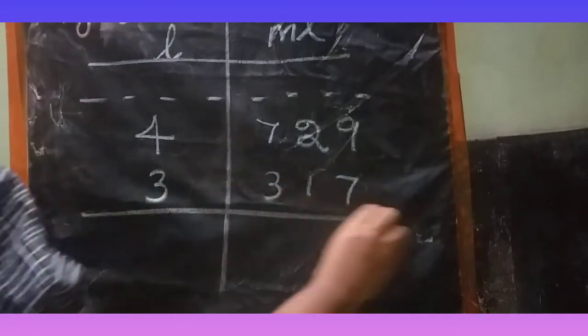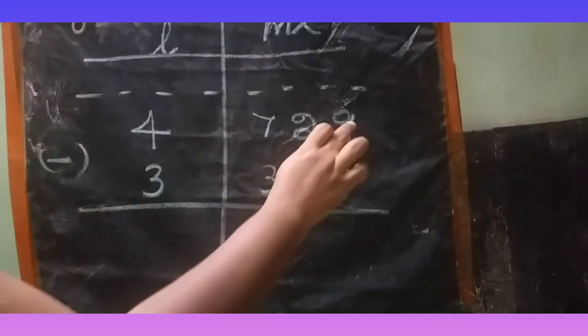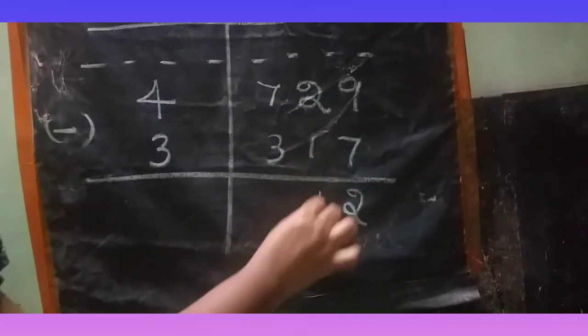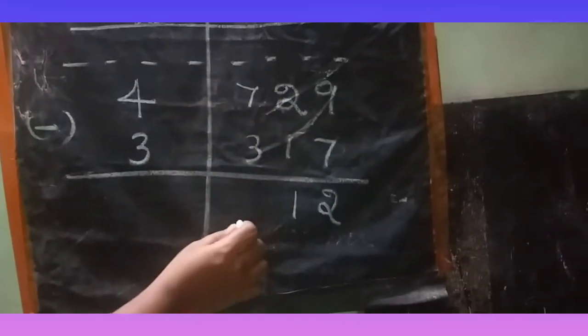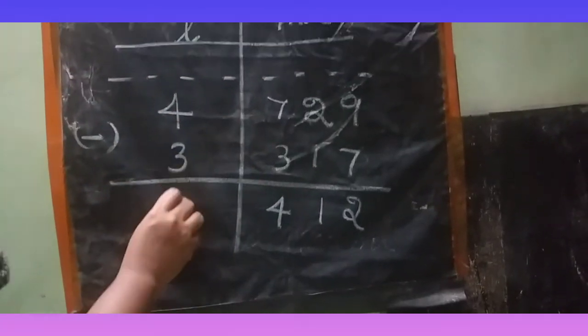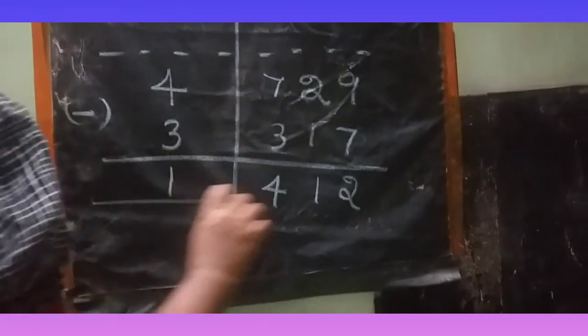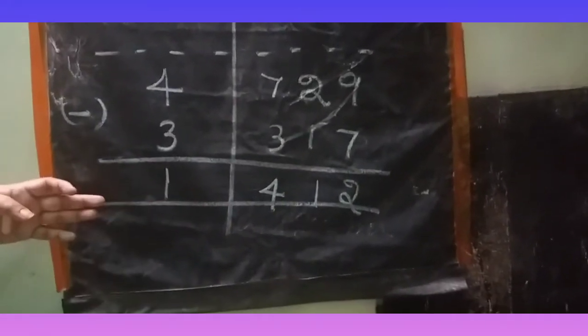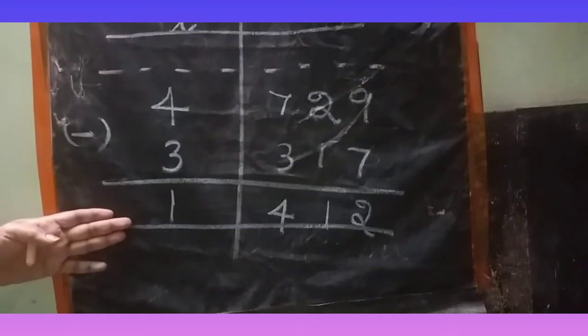370. Put the minus symbol. 9 minus 0, 9. 2 minus 7, borrow, 12 minus 7, 5. 3 minus 3, 0. 4 minus 3, 1. So this is the answer, isn't it? From that answer, you should multiply.